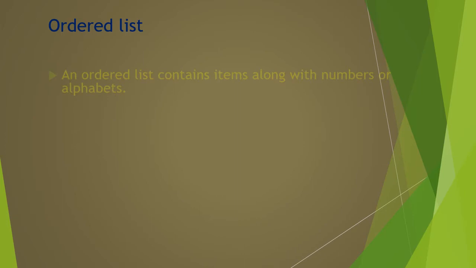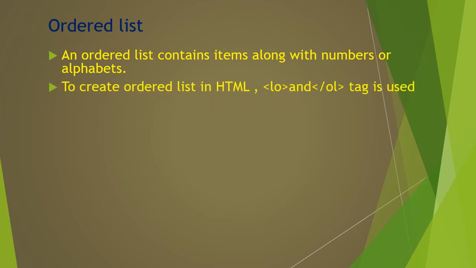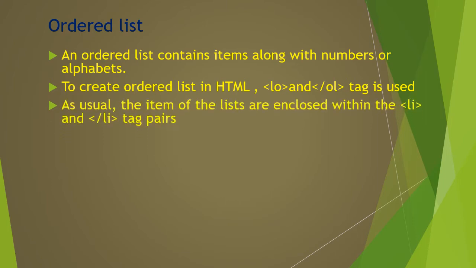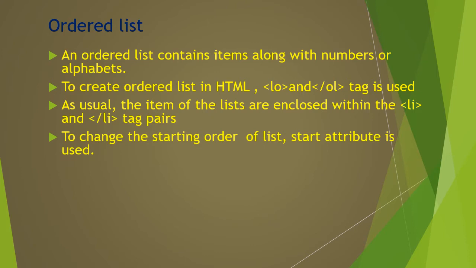An ordered list contains items along with numbers or alphabets. To create an ordered list in HTML, this OL tag is used. As usual, the items of the list are enclosed within the li opening and closing tag pairs. To change the starting order of the list, the start attribute is used. Syntax for this: OL type is equal to a, start is equal to 3. Type and start are both optional attributes.